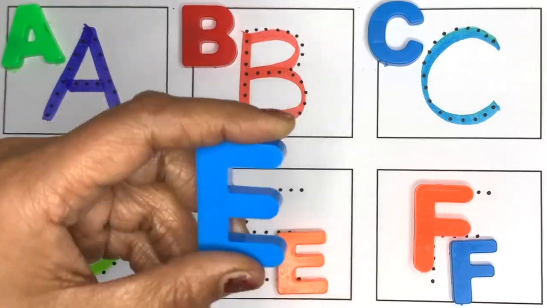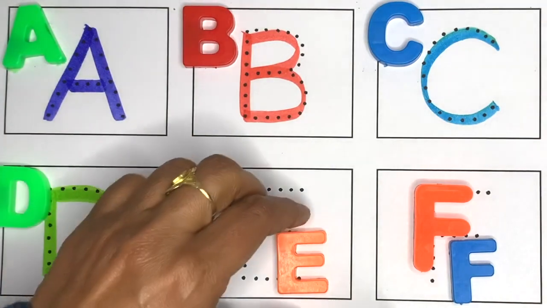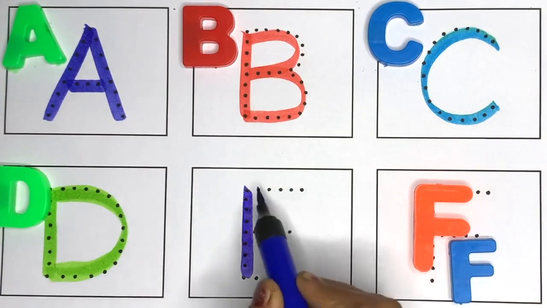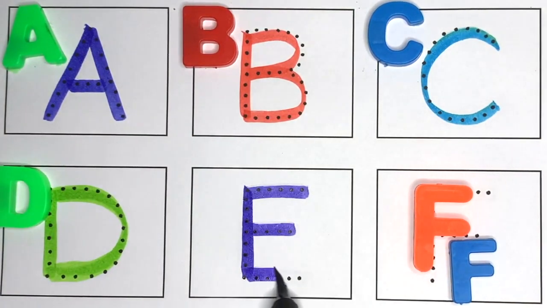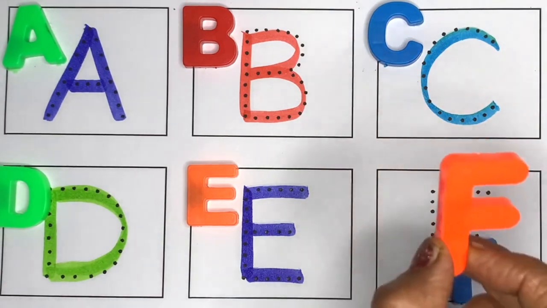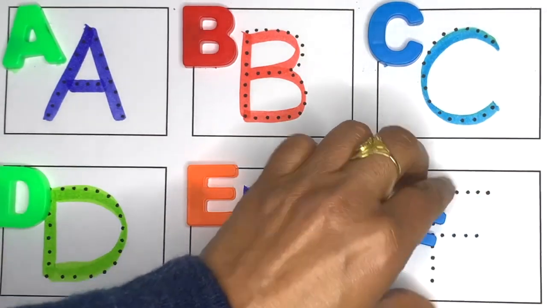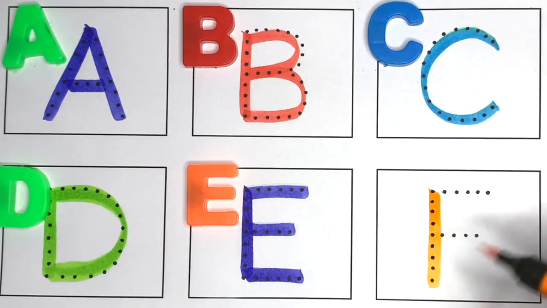E, E for elephant. Blue color. F, F for fish. Orange color.